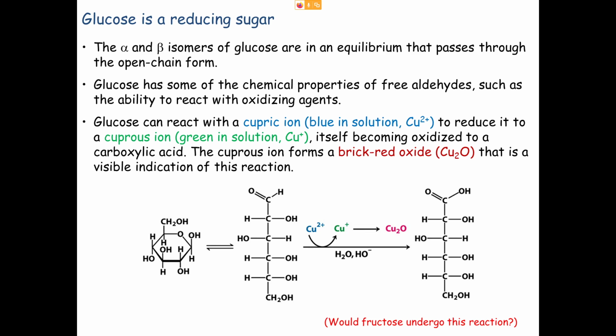So my question to you is, would a solution of fructose undergo this reaction? What do you think? No, because fructose is a ketose. So you're absolutely right. Fructose is a ketose, and it should not undergo this reaction because ketoses or ketones can't be oxidized. I agree. However, if you take a solution of fructose and you add it to this copper solution, or just mix in the copper with it, it will turn brick red.